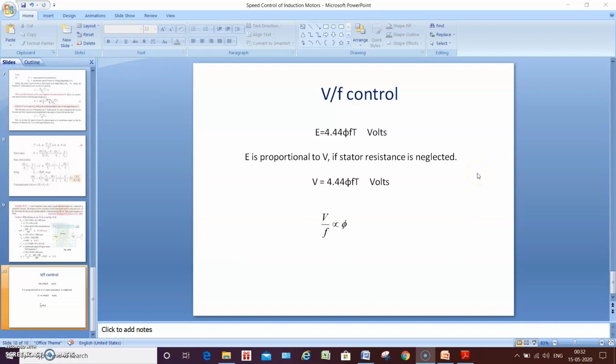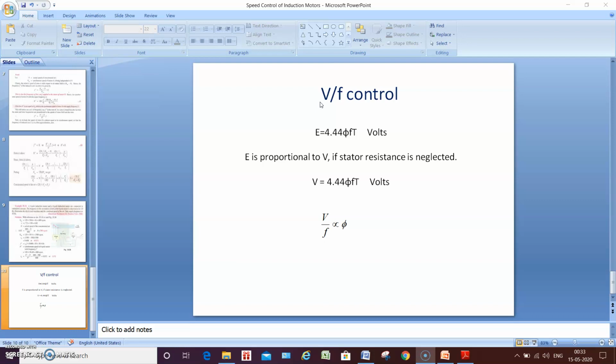So today's class we are going to discuss the topic, the speed control V-by-F control method. Okay. So already we have started discussing about this V-by-F control, wherein it is represented as variable frequency control.